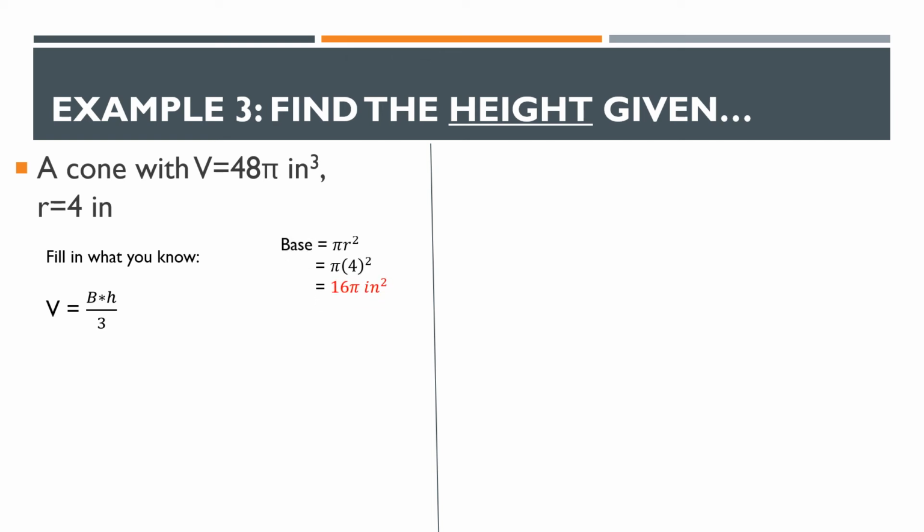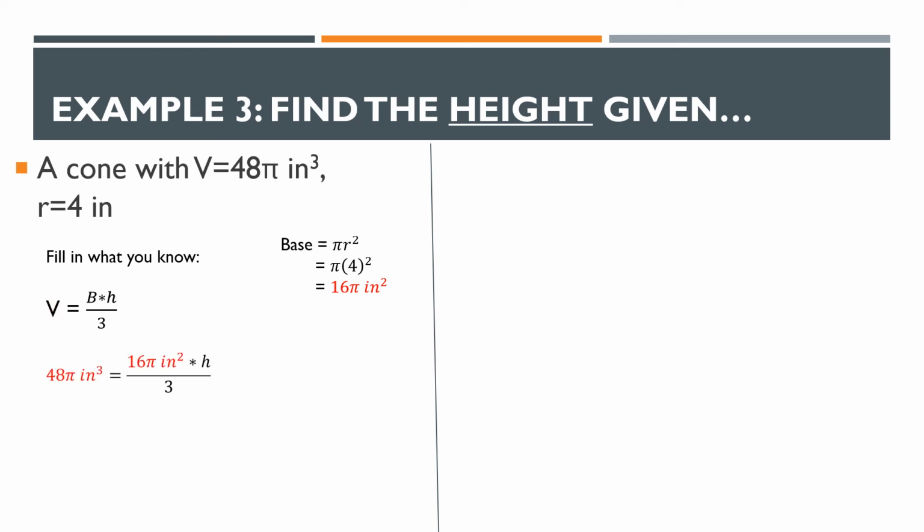I know that my base, right, because they asked me for the base here, I know that my base would be 16 pi inches squared because I have a radius of 4 inches. So there's not a spot to plug in radius here, but I know that my base is 16 pi, so I can kind of fill it in with that from my 4-inch radius. And then obviously I know that my volume is 48 pi inches cubed.